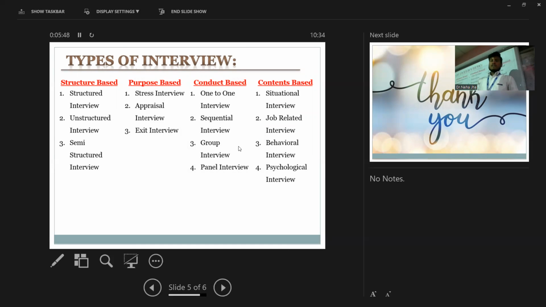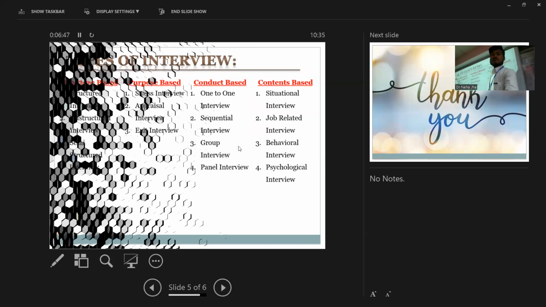Next, talk about content based. Situational interview. In situational interview, the interviewer gives a situation, like a scenario. He lays out a scenario: okay, what decision will you make in this situation? The second is job related interview. The interviewer asks how do you do this work. Third is behavioral interview. What is the behavior of the employee? Psychological interview. What is the mindset of this interviewee? This is the type of interview. And thank you. Thank you, everyone.